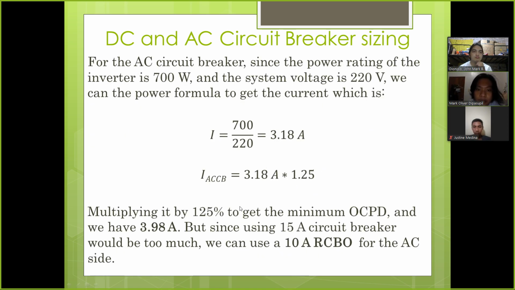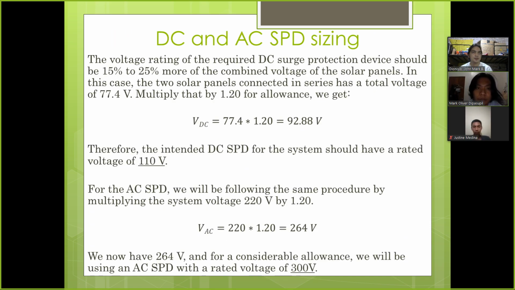And we will get 3.98 or 4 amps. But since using 15 amps circuit breaker would be too much, we can use a 10 amps RCBO for the AC side. So, for the AC side too. So, compared to sa DC side, mas malaki yung kailangan. Okay, dito naman tayo sa SPD.